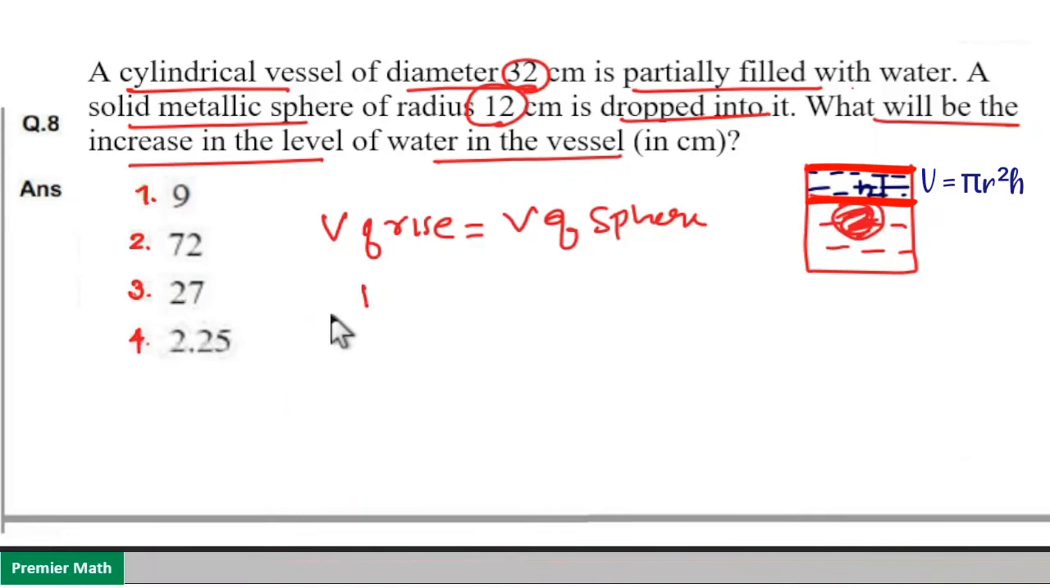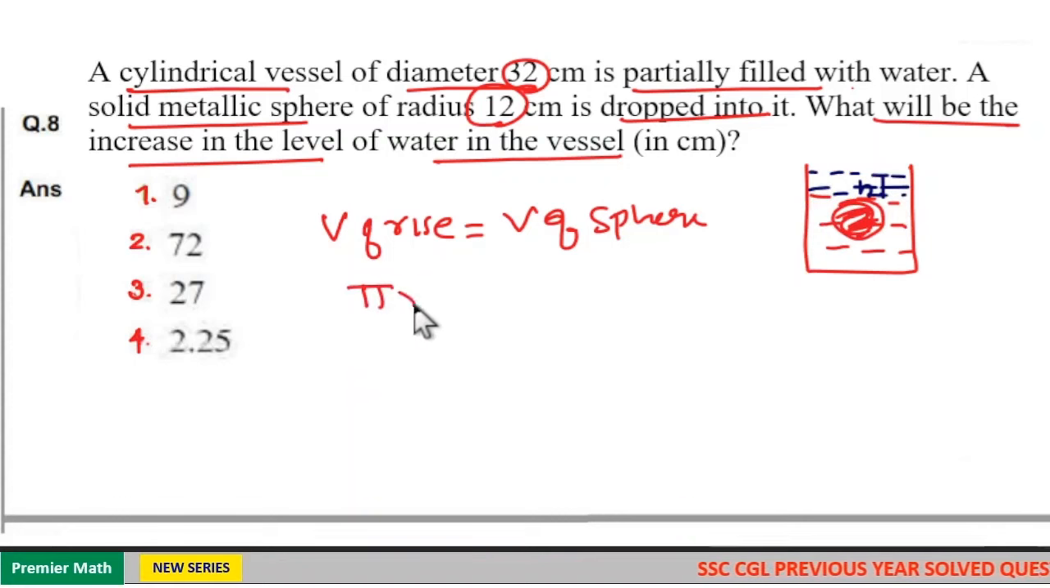Volume of cylinder is pi r square h. So pi into, here radius, diameter is 32, so radius is equal to 16 square into h is equal to h, height of rise.